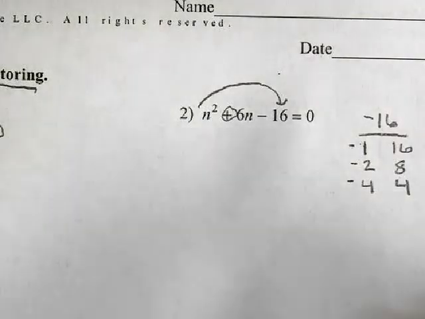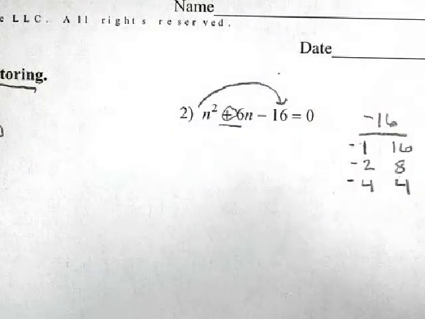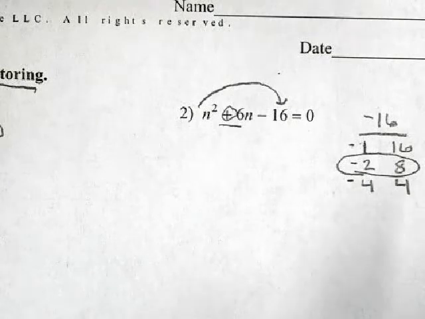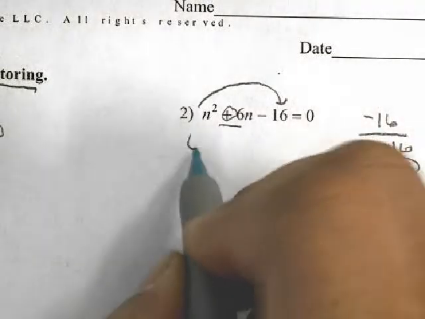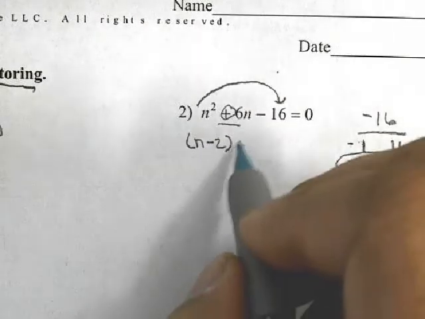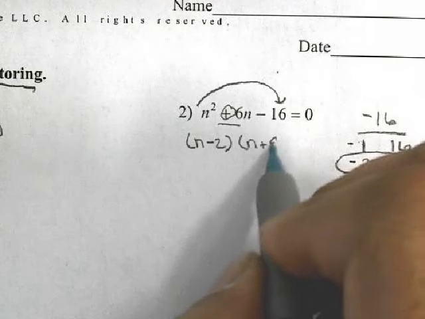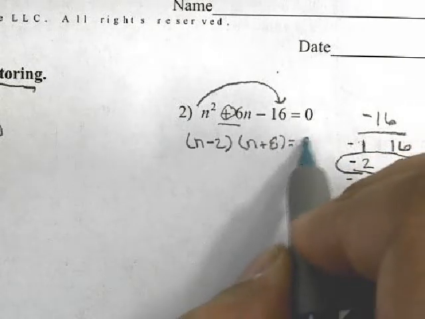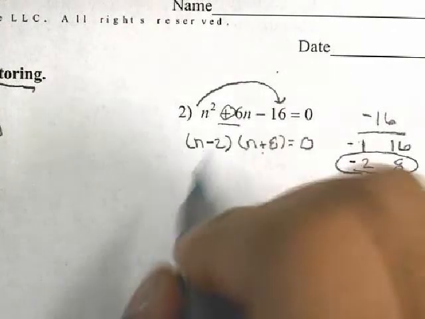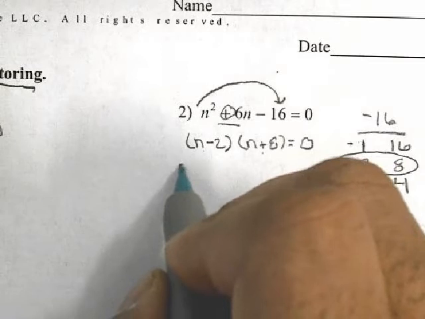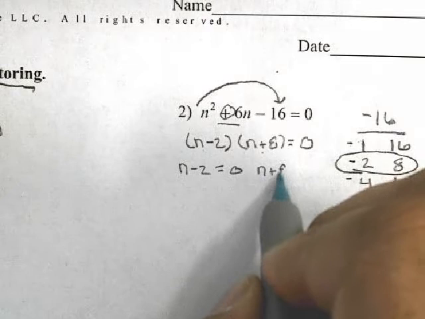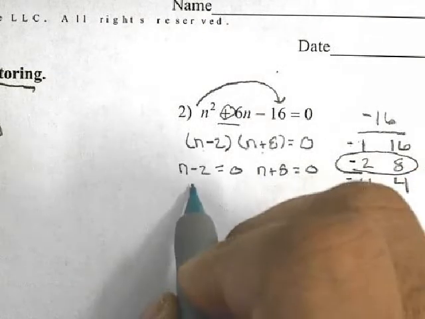Now, find the two factors that add up to 6. That's negative 2 and 8. So we start off with n minus 2 times n plus 8 is equal to 0. Now, set both factors equal to 0. So we have n minus 2 equals 0 and n plus 8 is equal to 0.